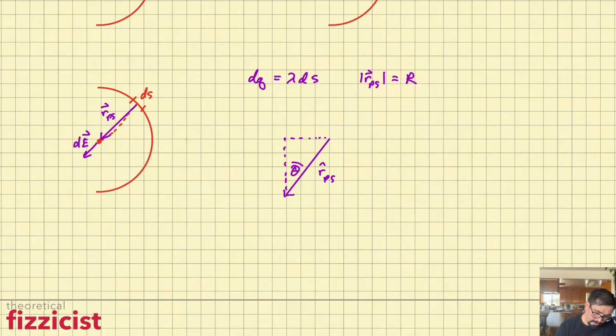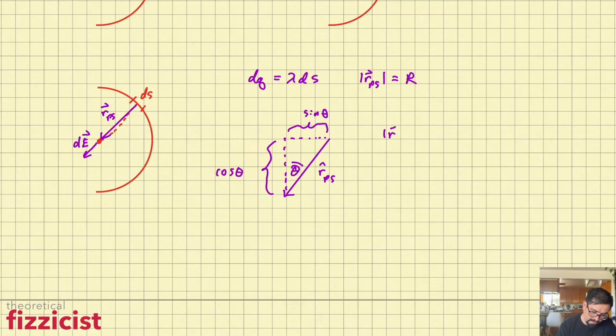But let's go ahead and do that now. So there's r hat PS. There's theta right here. So then I know what these side lengths are using a little bit of trig. That has to be cosine theta. And this side over here has to be sine theta. Why does that have to be the case?